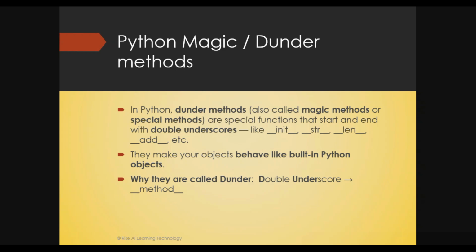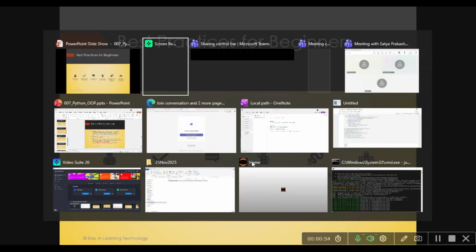So we know what Dunder methods are. We discussed it in our last call also. Dunder methods are magic methods which provide special functions that start and end with a double underscore, and they make the object of whatever class I am creating behave like a built-in Python object. And why are they called Dunder? Because of the double underscore, since they start and end with a double underscore. Okay, so let's go back to our hands-on lab.